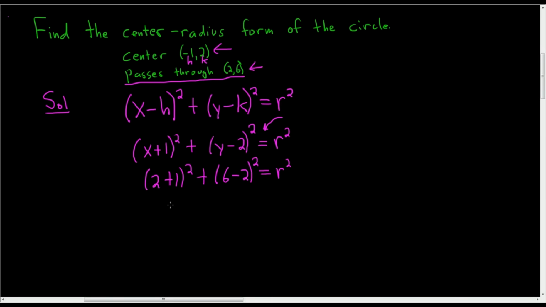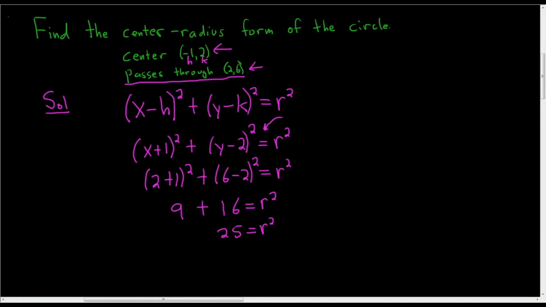So 2 plus 1 is 3, so we get 3 squared, which is 9, plus 6 minus 2 is 4, so we get 4 squared, which is 16. And this is equal to r squared. So 9 plus 16, that's 25. So r squared is equal to 25.